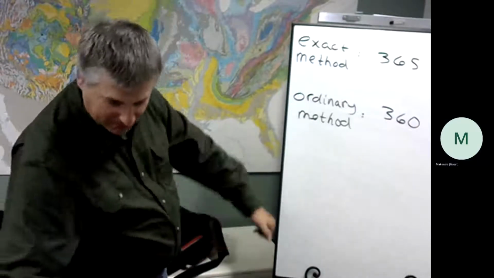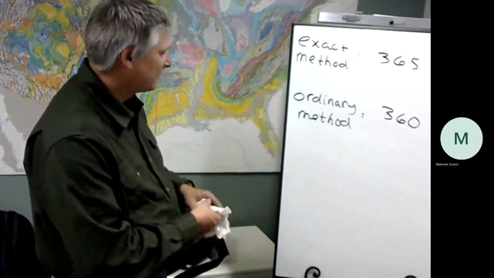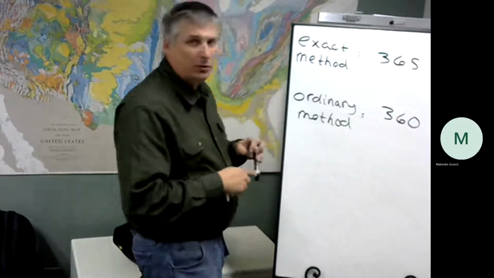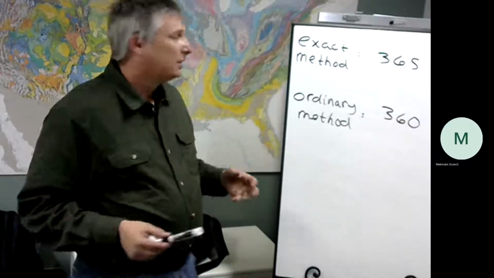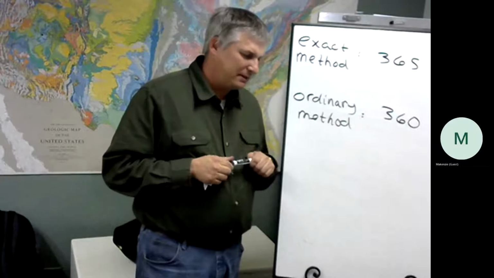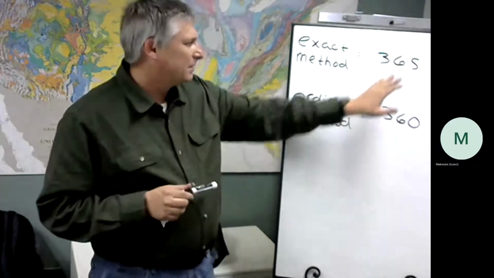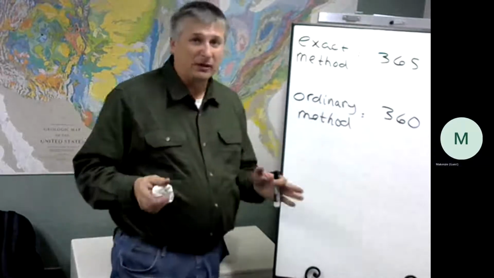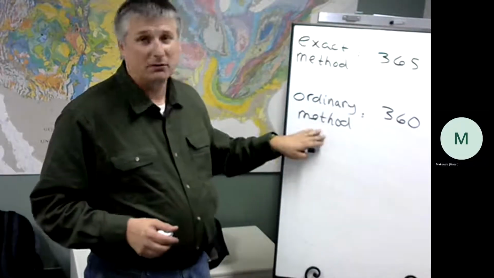Now, usually they assume the ordinary method in chapter 11. The previous chapter, let's see, chapter 10, we would use this, but now we're going to be using this. If there's any issues with that, let me know, but this should be the default.